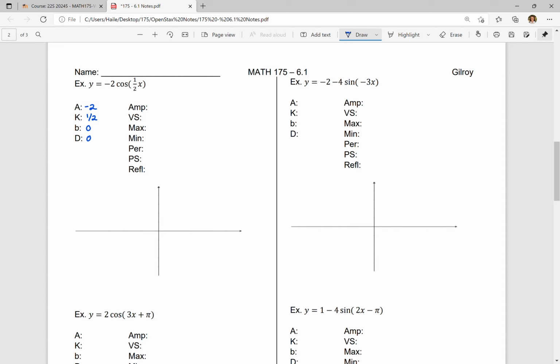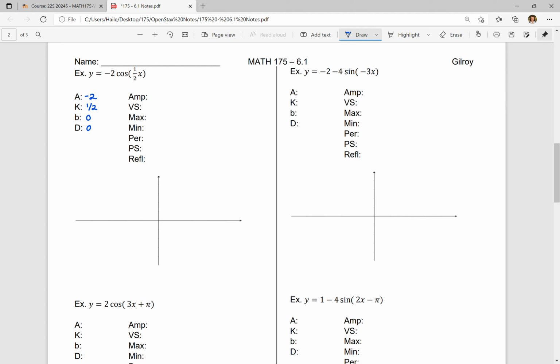So let's translate these values into all of the information about the graph. So a, remember, tells us the amplitude, except we're going to make it a positive number. So it's going to be 2. The vertical shift comes from the letter d, but d is equal to 0. So we have no vertical shift because d is 0. Your maximum, we start at the midline, which we have no vertical shift, so the midline is going to be 0 plus our amplitude, which is 2. And the minimum, we're going to do 0 minus the amplitude, which is -2.